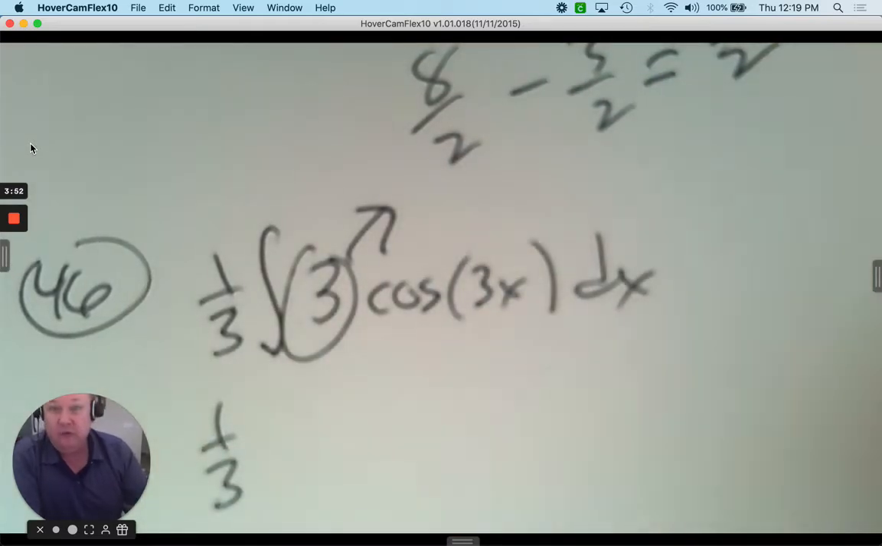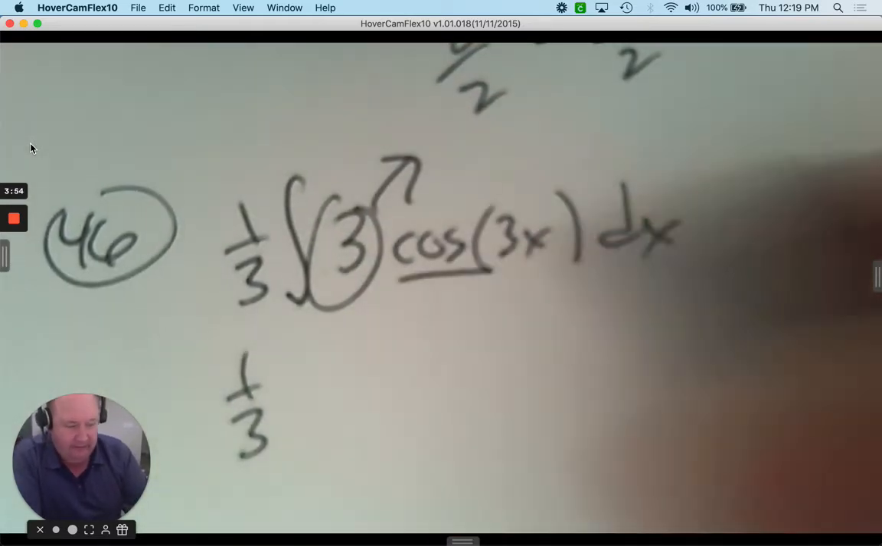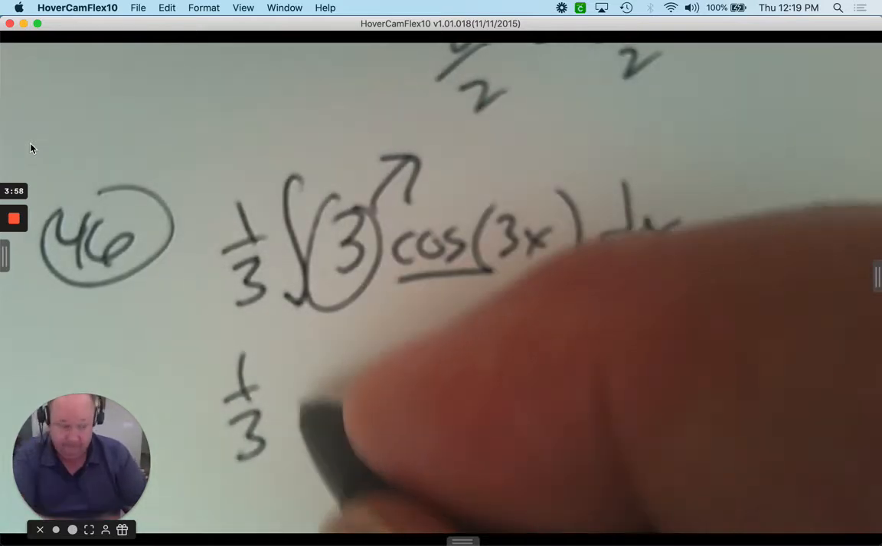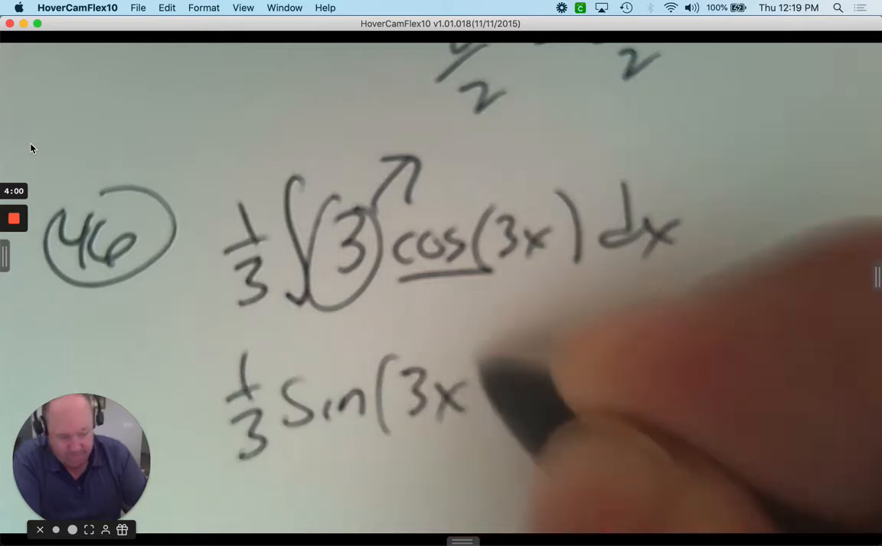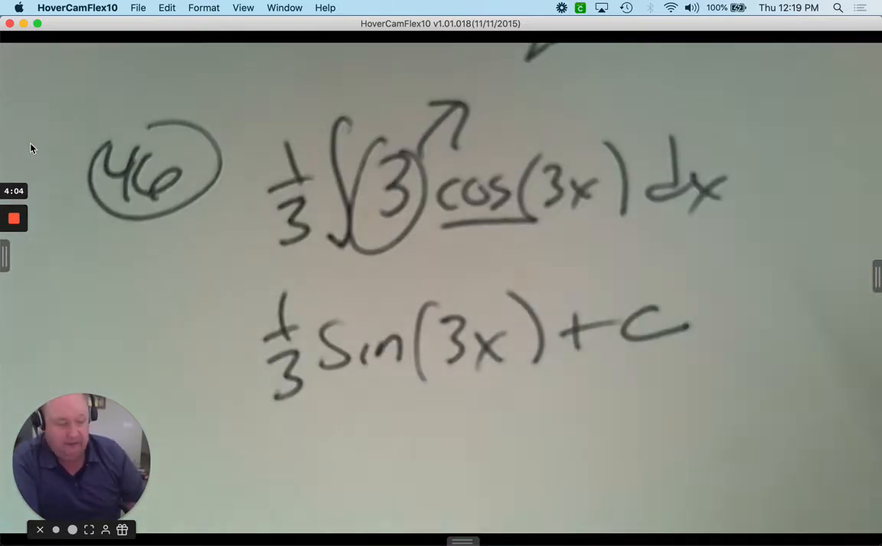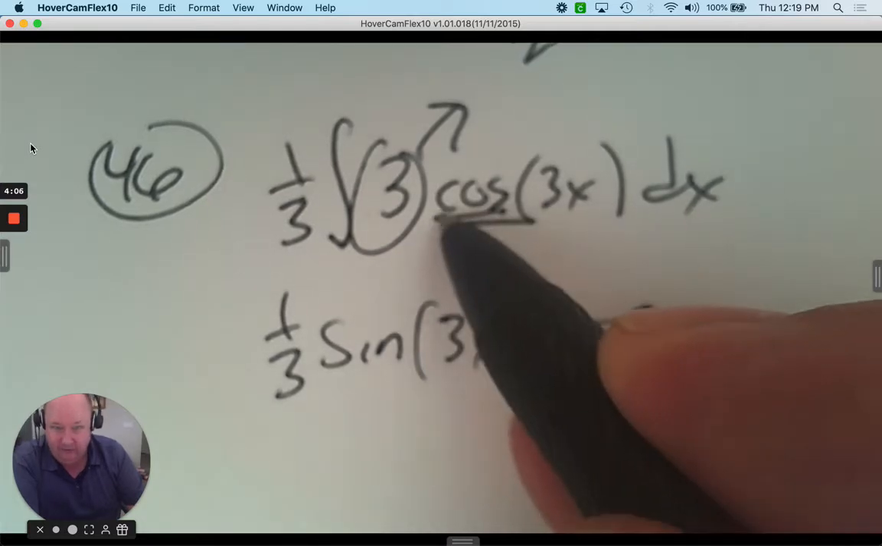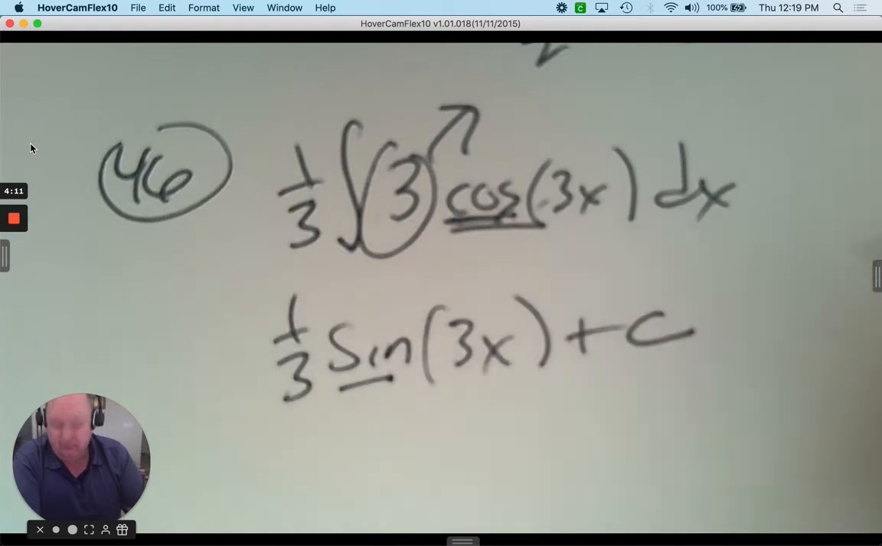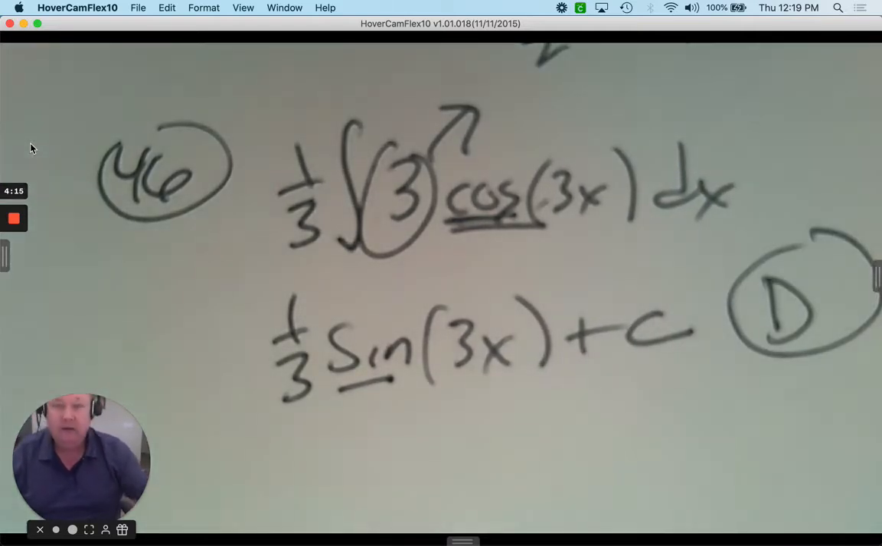So the answer starts with 1/3. The antiderivative of cosine is sine. And that's it. So it's 1/3 sine 3x. So the rule for cosine, the antiderivative of cosine is sine. Positive 3x plus c. And that's the answer to D. Number 47.